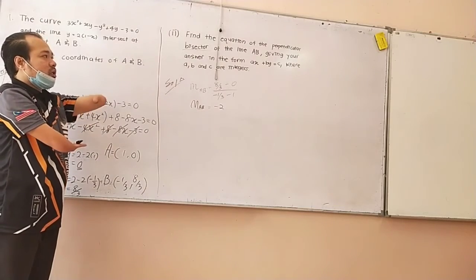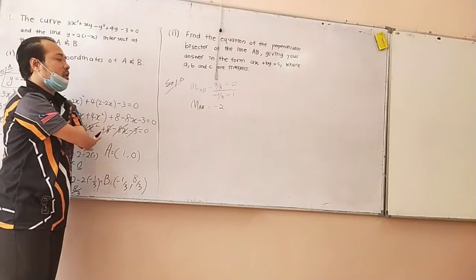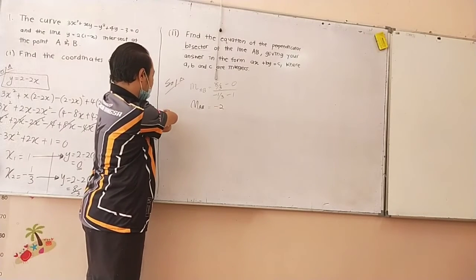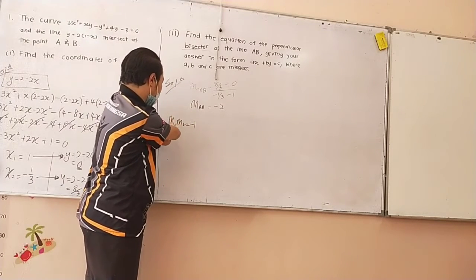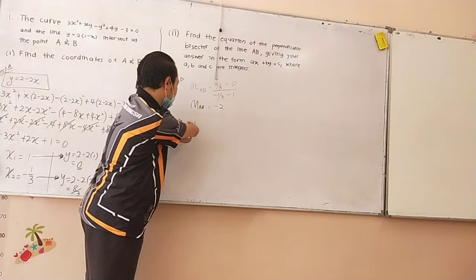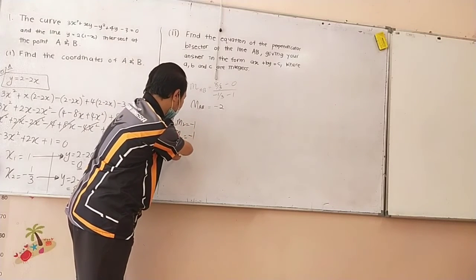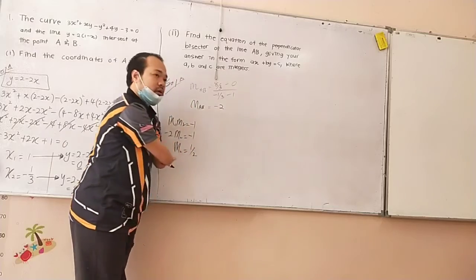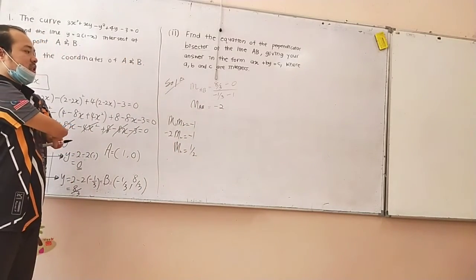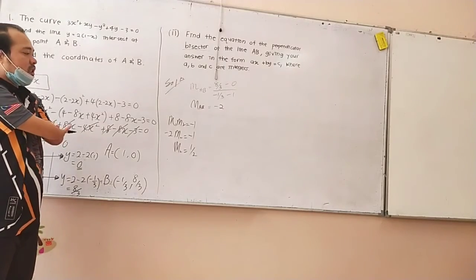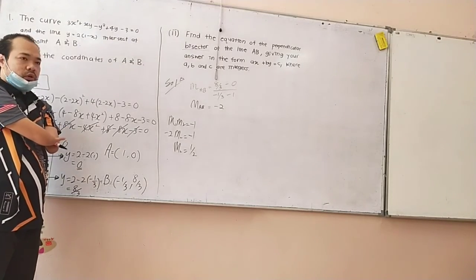Now, why do we need to calculate the gradient of AB? Because we want to find the gradient of the perpendicular line. Okay, there is a formula for the perpendicular gradient. So m1 m2 is equal to negative 1. So negative 2 m2 is equal to negative 1. So the gradient of the perpendicular line is half. Correct?